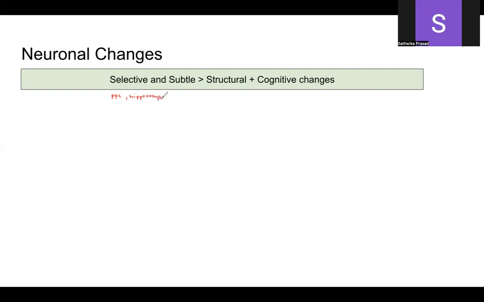Because they are so selective and the changes are so subtle, these selective and subtle neuronal changes have a far greater impact than all the other structural and cognitive changes that take place in aging. The PFC controls your executive functions and your hippocampus controls encoding of memory.